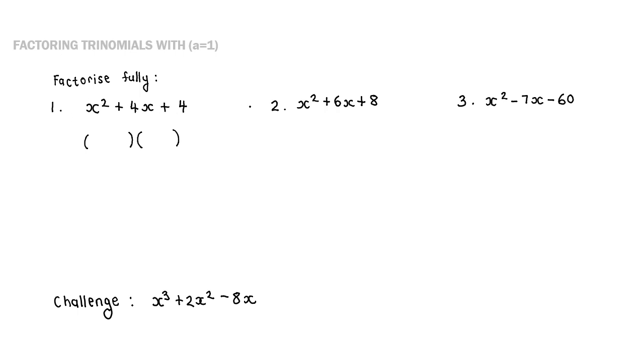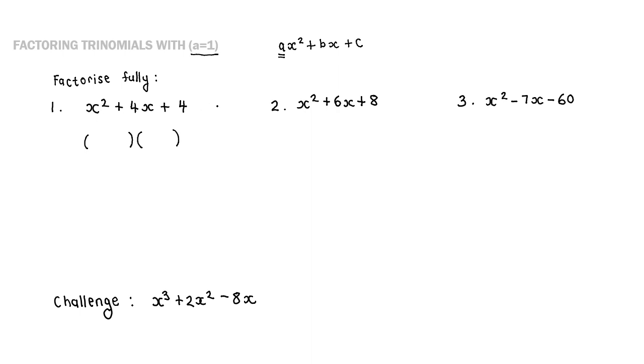So for these first ones, we are considering the examples where a is equal to 1. Remember that the general form of a trinomial is ax squared plus bx plus c, right? So we're talking about this coefficient here on x squared being equal to 1. So that's the examples that we're going to start off with. Obviously, this coefficient on x squared can't be 0, because then we don't have a trinomial, right? Okay, so let's go for this first one.